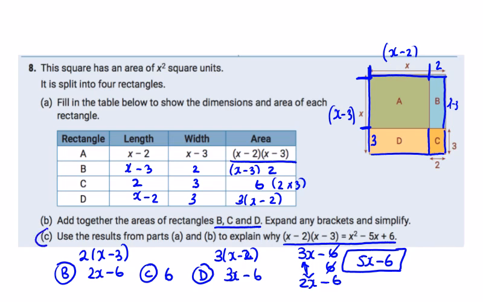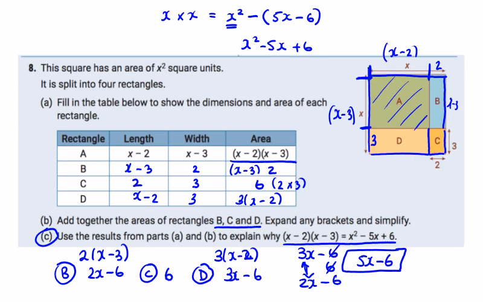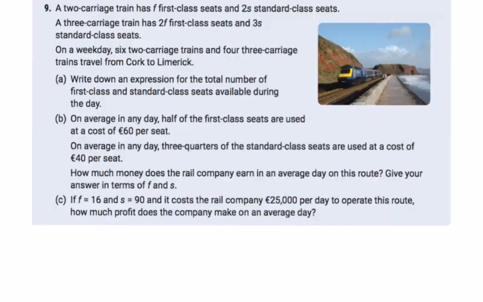On part C, we're going to use the previous two results. So what is the area of the whole shape? x by x is equal to x squared. So if we take away B, C, and D added together, minus 5x minus 6 inside, that's the area of the other three, we'll end up getting x squared minus 5x plus 6, and that will be the area of A. So a bit easier than it seems. It's all the knowledge you have already, just broken down into a worded question.